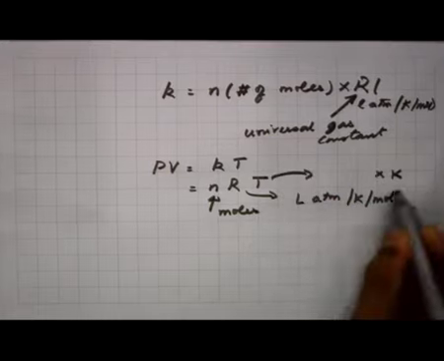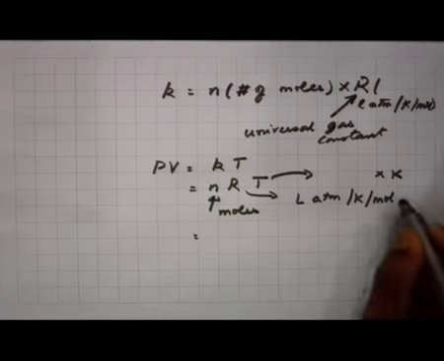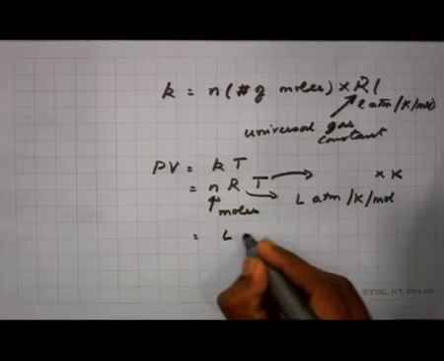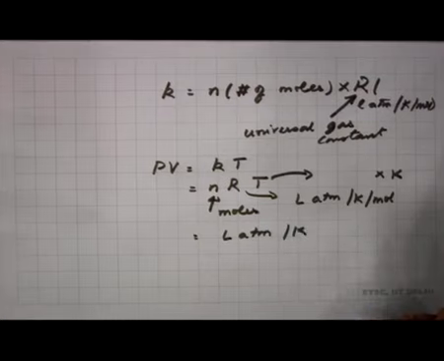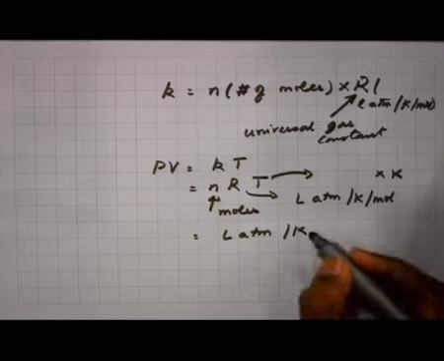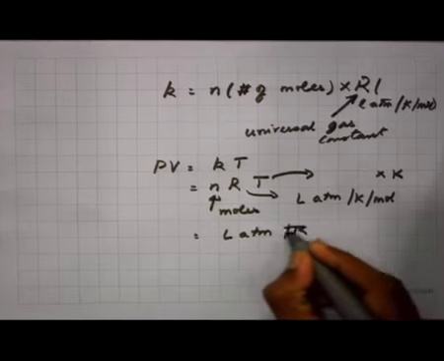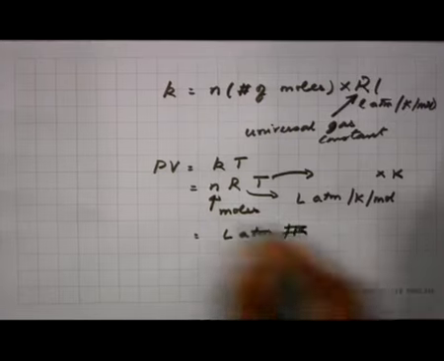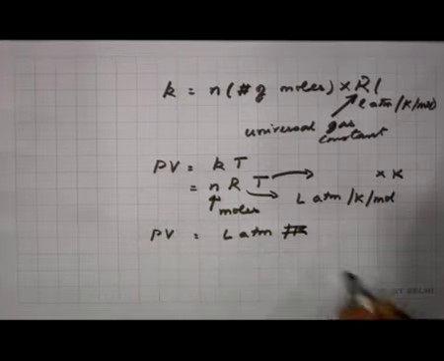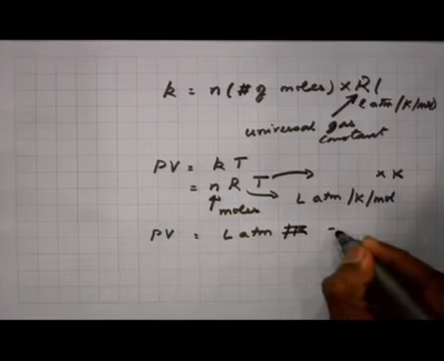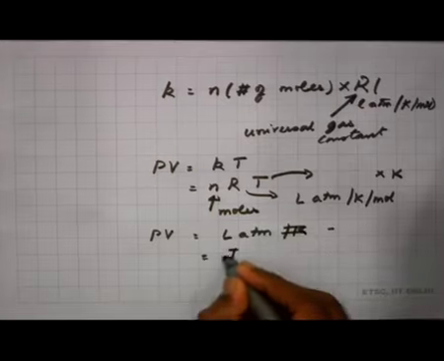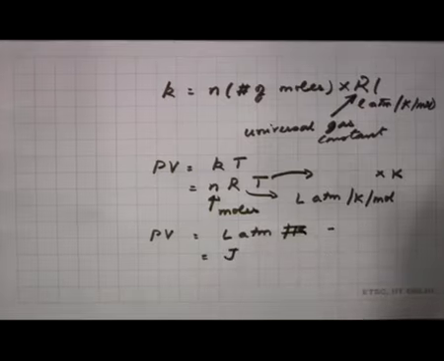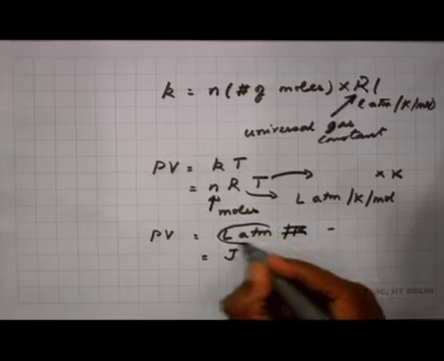So if I took this product, this will work out to be liter atmosphere per Kelvin, and this will work out to be liter atmospheres, which is the product PV. If you were to do it in joules, it will be joules, because this has the units of energy.